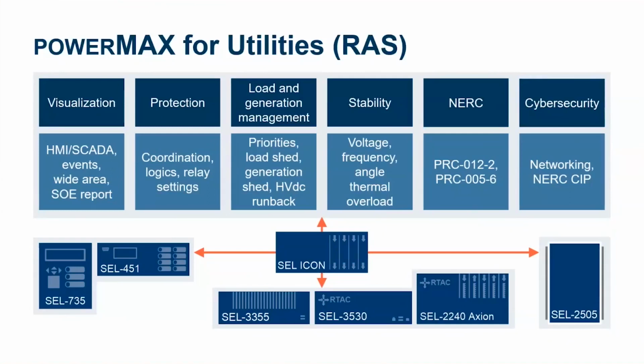This solution also includes load and generation management that can include priority-based load shedding, generation shedding or runback, as well as HVDC runback. The solution is geared towards providing system stability for wide area and protecting assets such as transmission lines from overload conditions. Powermax Utilities solutions can comply with regulatory requirements such as NERC PRC-012-2 and NERC PRC-005-6. In this day and age, all power control systems need to have a network security component. Powermax Utilities solutions are developed with cybersecurity in mind from the ground up.